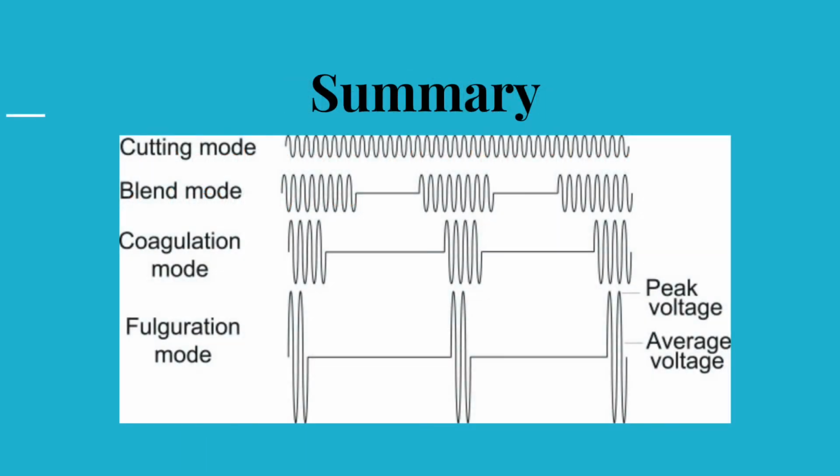I put up a graph as a summary of the different modes as explained previously. So to help us remember this, just bear in mind that cutting is continuous and requires high power, while coagulation is a pulsed waveform and requires lower average power, but with higher peak voltage compared to cutting mode, as can be seen in this summary diagram.